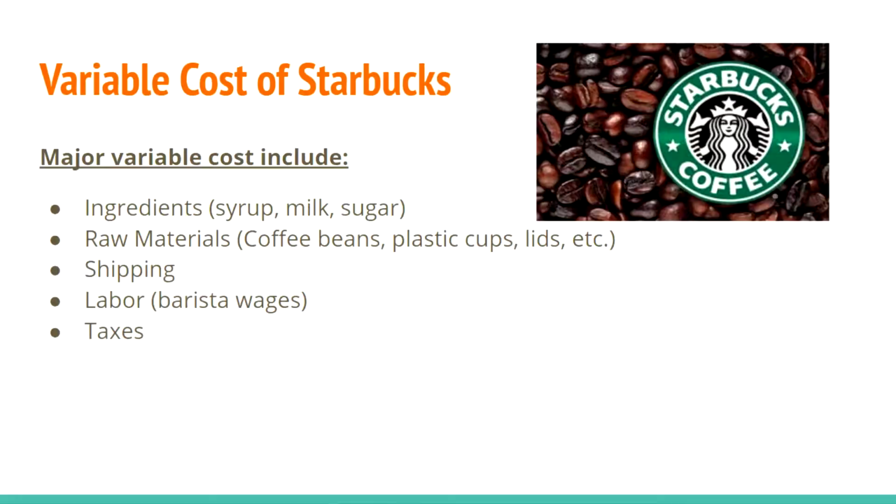Right, yeah. So when we look at those other variable costs, we have to think of all the ingredients that go into these Starbucks drinks, the raw materials, which could include the coffee beans, the plastic cups, the lids, the shipping of sending all of those materials into the Starbucks, the labor, which of course is the barista wages for those who work at these particular Starbucks, and the taxes that come with these drinks and with the goods needed to make these drinks. Definitely. And how would you put more control over the variable costs?